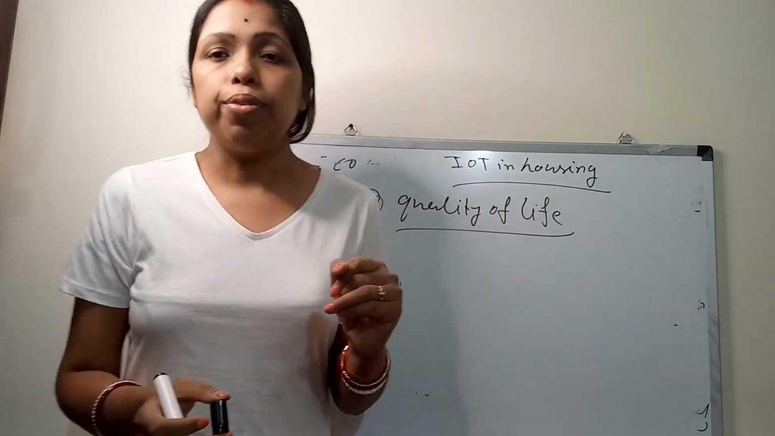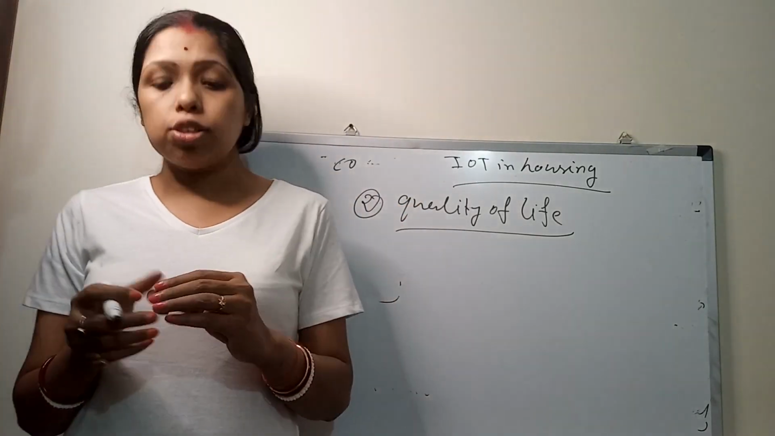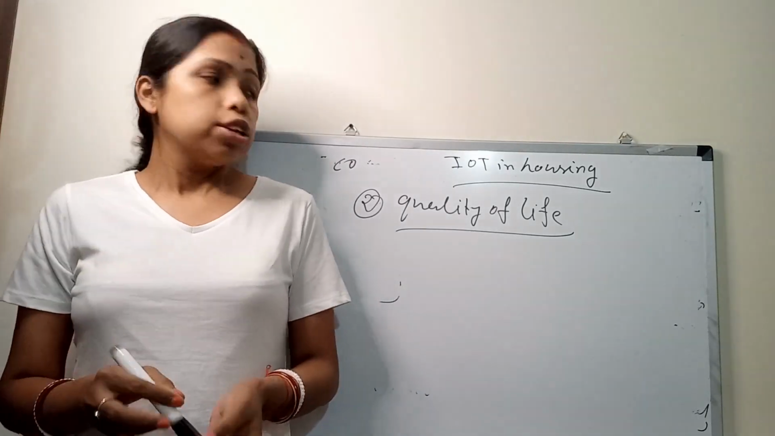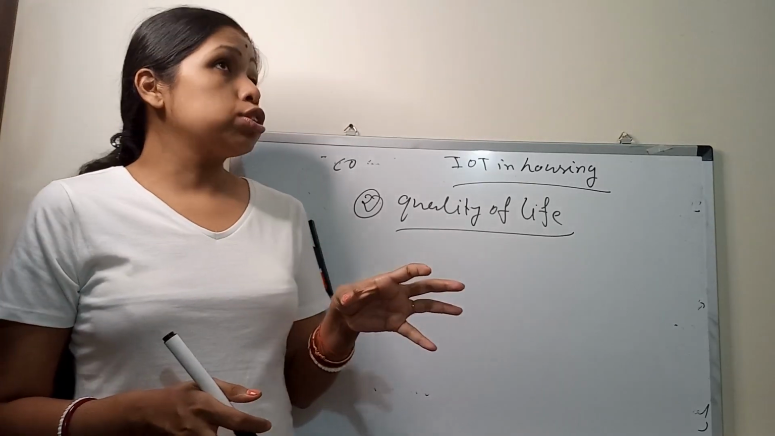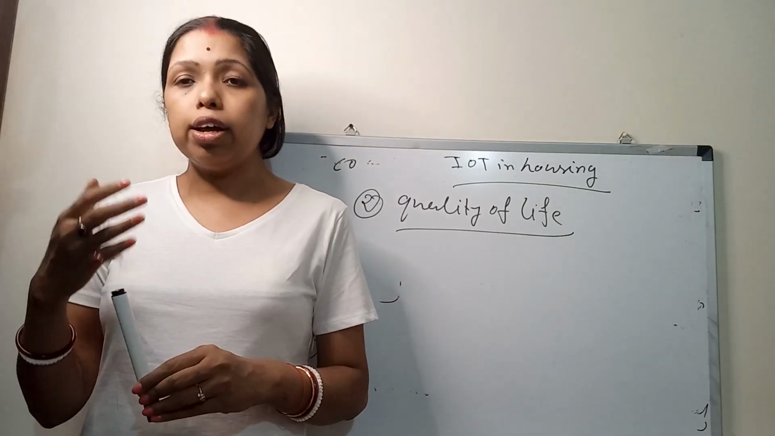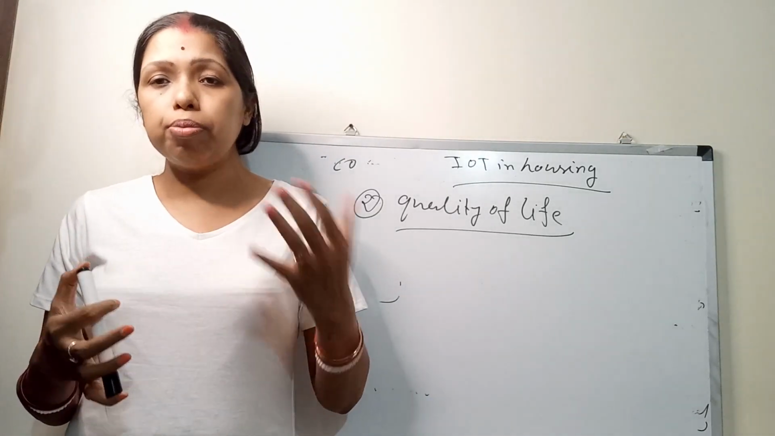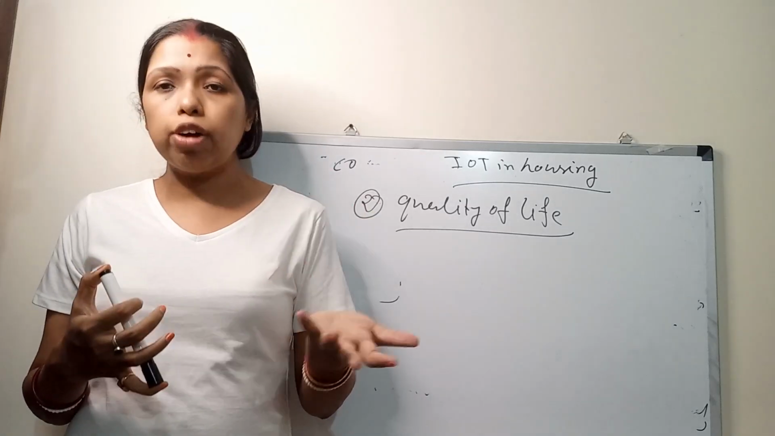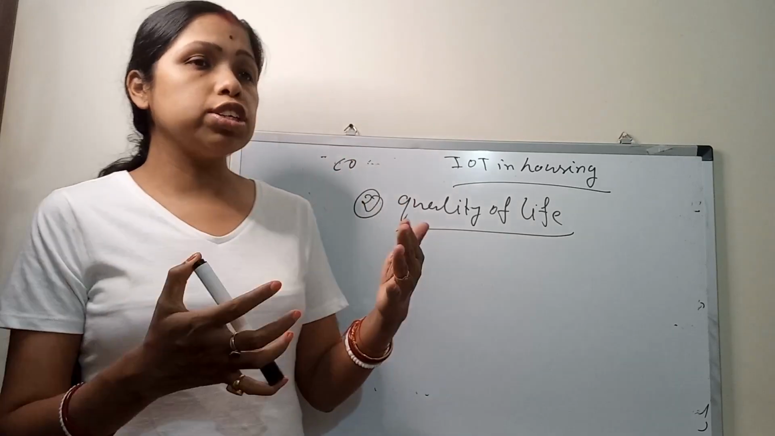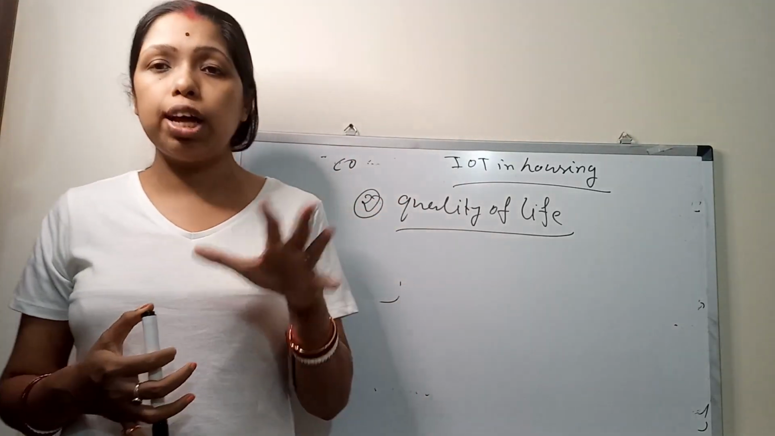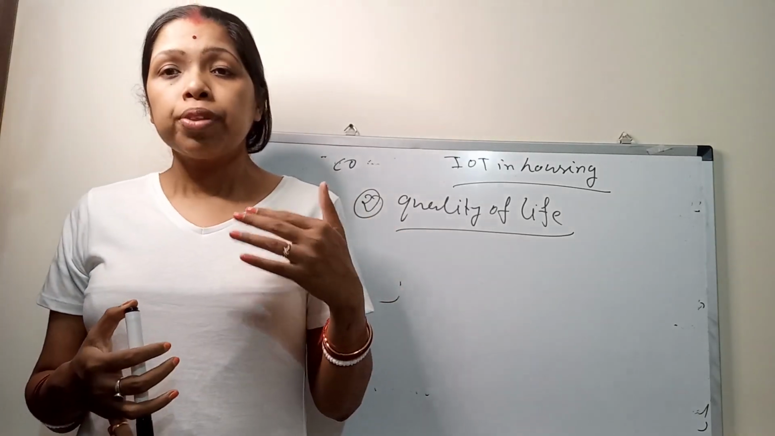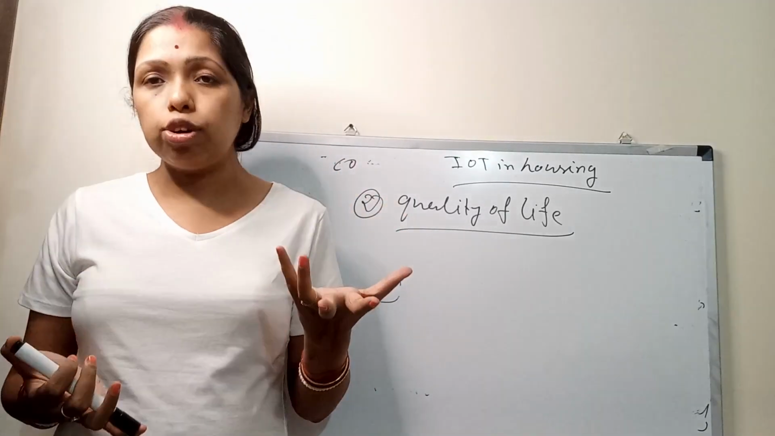Next is the quality of life. Okay, so in this case, if you want to build a smart building, at that time you can use the smart meter. You can use such kinds of AC machine or washing machine. Everything you can design by using the IoT. So if you are using the mobile phone or internet for controlling each and every object present in your home, that means you are getting a good quality of life.